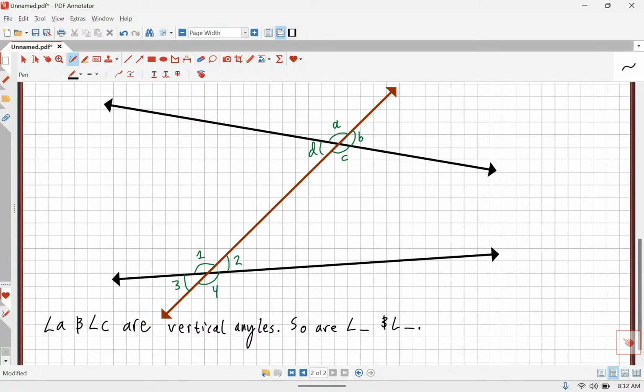Kennedy, pick a set of angles that you do not think are vertical. Like, what's a different pair of angles we could talk about?